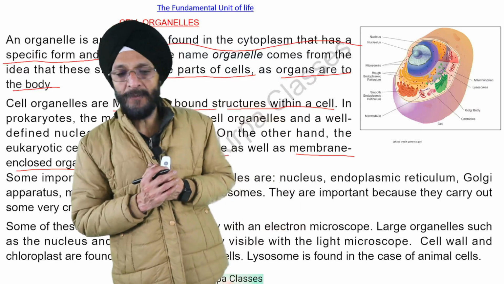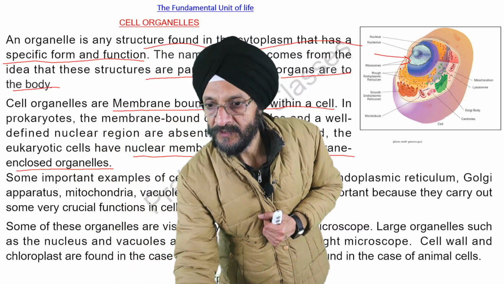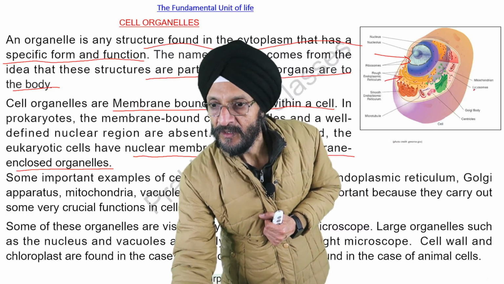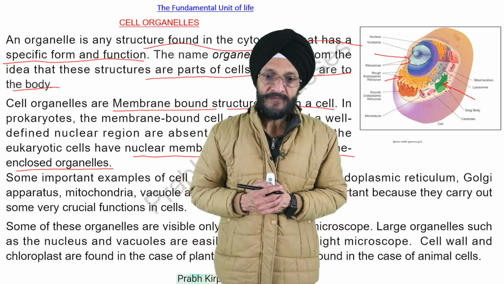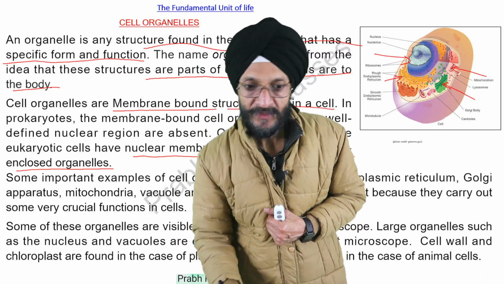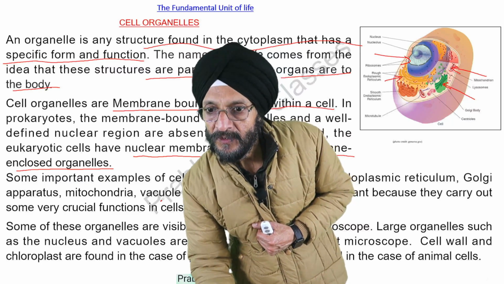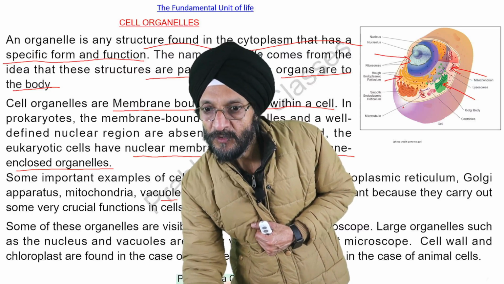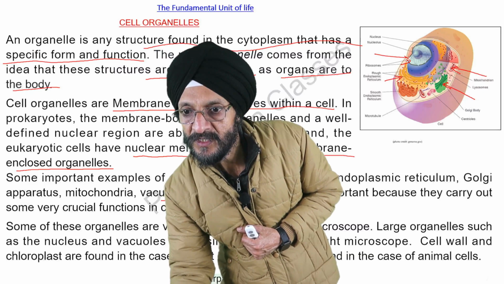Some important examples of cell organelles are nucleus, endoplasmic reticulum, Golgi apparatus, mitochondria, vacuole, which is not appearing as such. Ribosomes, you can see here ribosomes. These are the ribosomes, these small points.